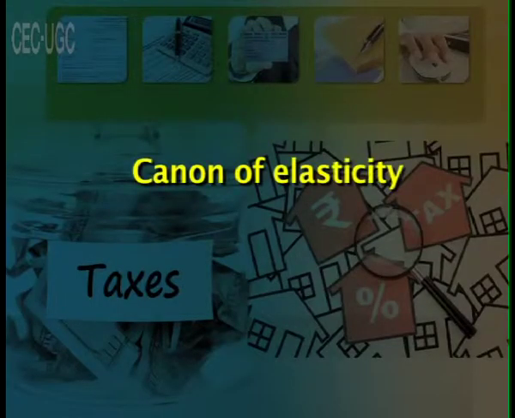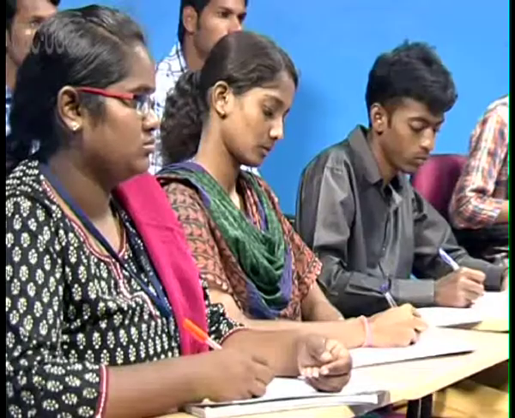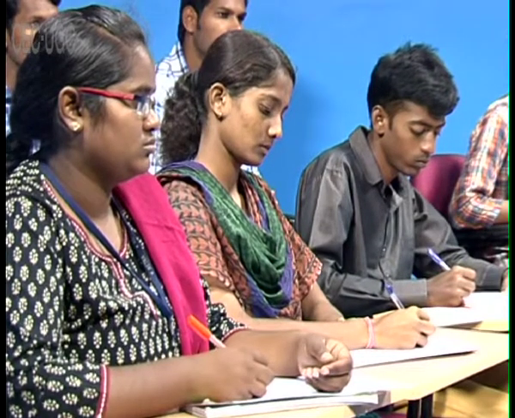Canon of elasticity: tax collection should be according to the prosperity of the country. Tax revenue of the state should correspondingly expand or contract according to the change in national income. As the national income changes, we need to expand or contract the taxation. It is regarded as an index of the efficiency and stability of the state.